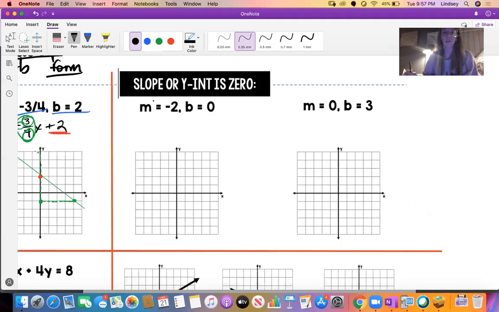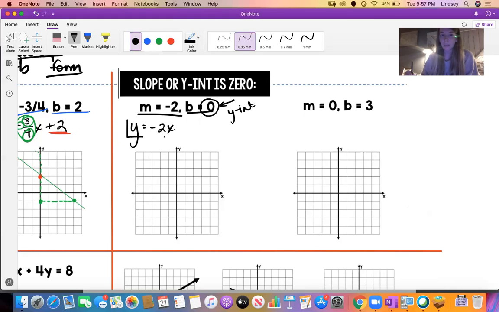Okay, same thing. We're just going to take it and plug it into our equation. So we have y equals, our slope is -2, so it's going to be -2x. And then our y-intercept is 0, so it's going to be crossing through the y-axis at 0. But we don't have to put that into our equation because it's just 0.